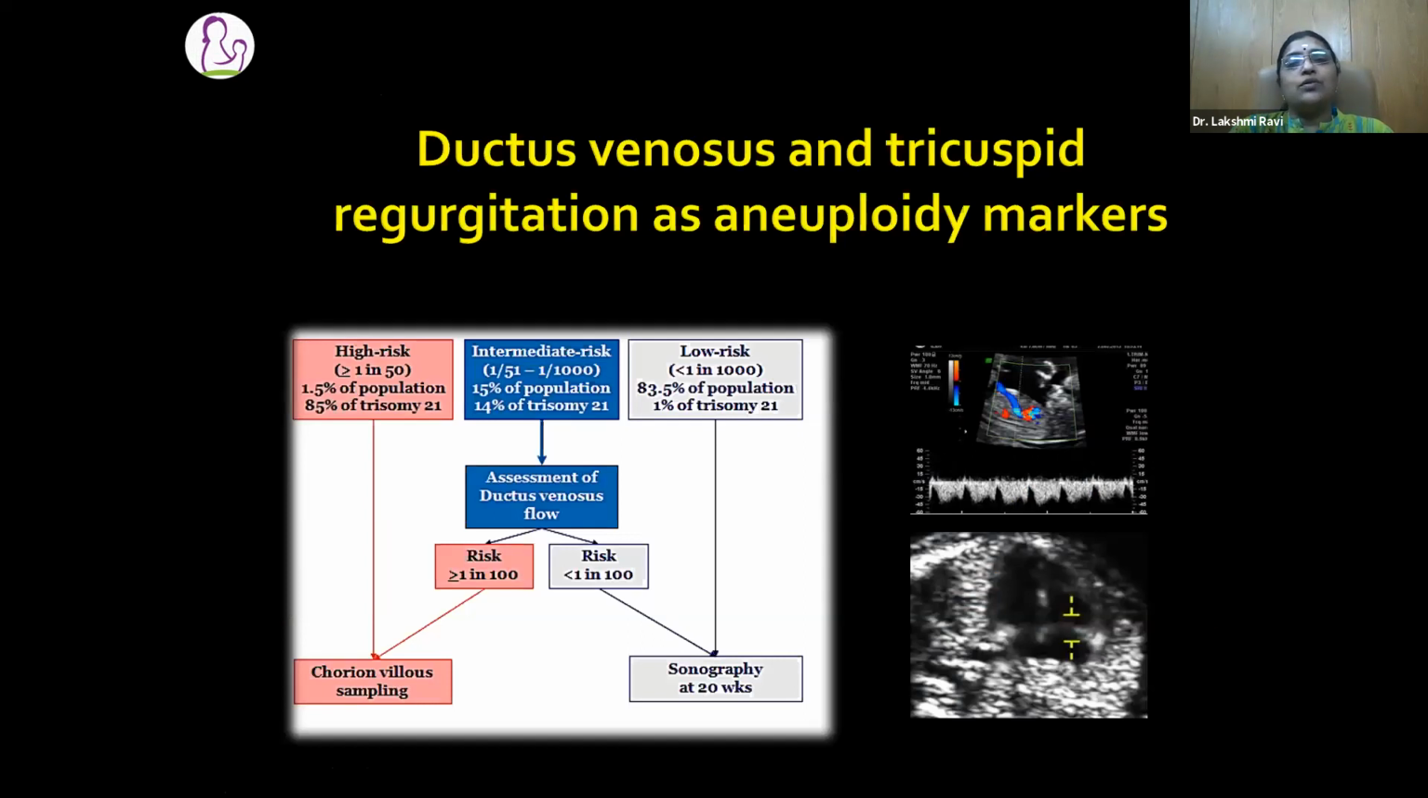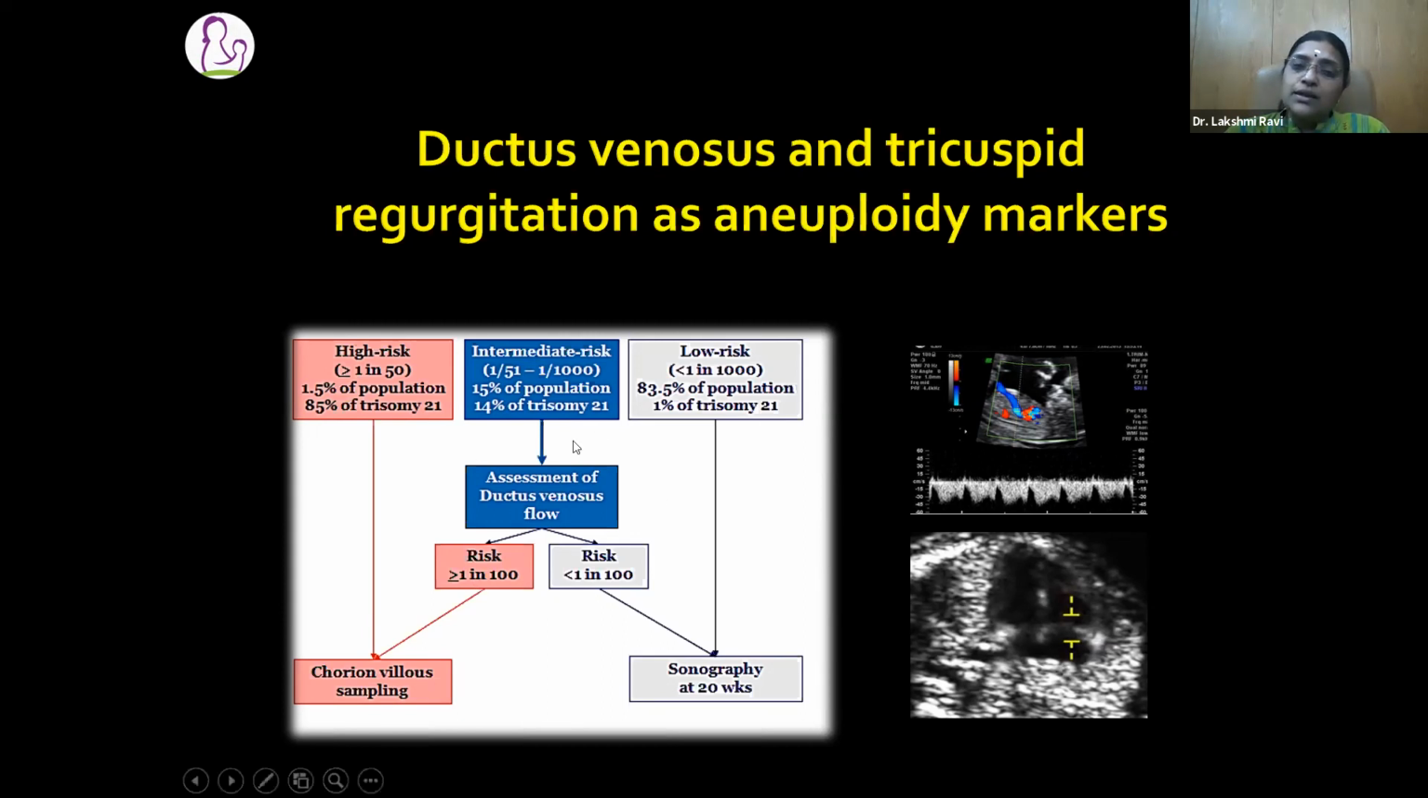So what is the value of additional markers like ductus venosus and tricuspid regurgitation? Is it necessary that when you do an aneuploidy screening, you should do these markers for everybody? Obviously, no. If you can do a nuchal translucency or a combined serum biochemistry, and you can do a good screening test, that itself is going to give you a sensitivity of 85 to 90%. The application of the markers is only going to increase the detection rate slightly, but it will definitely decrease the false positive rates.